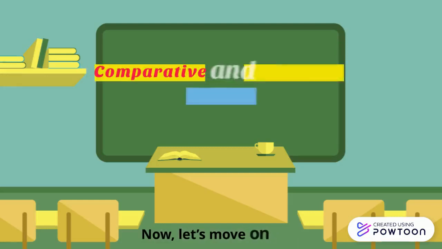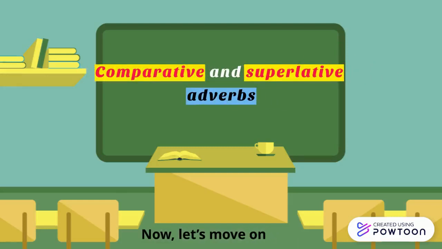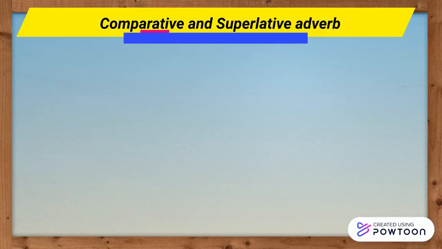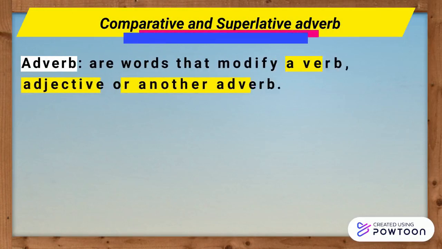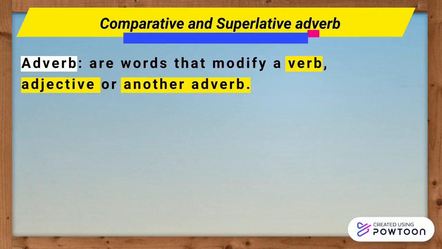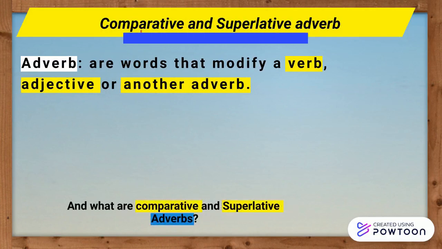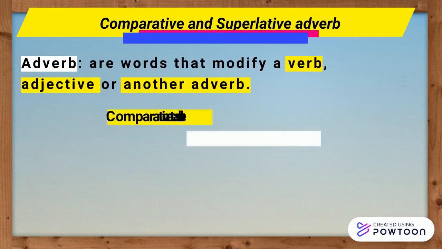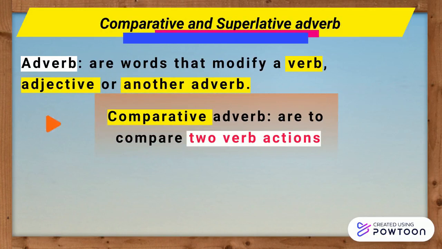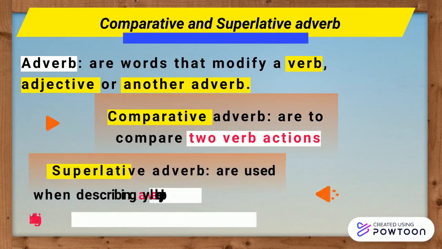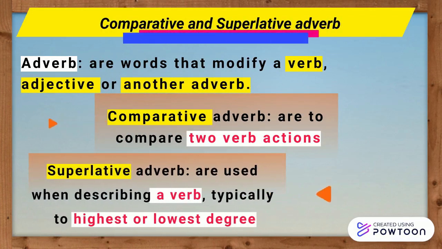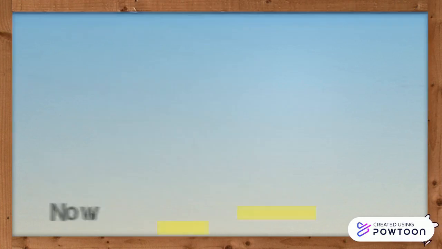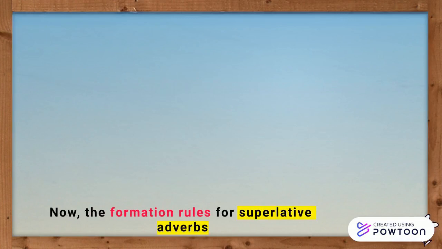Now, let's move on to the comparative and superlative adverbs. As you know, adverbs are words that modify a verb, an adjective, or another adverb. And what are comparative and superlative adverbs? Comparative adverbs are used to compare two verb actions, while superlative adverbs are used when describing a verb, typically to the highest or lowest degree. Now, the formation rules for these adverbs.